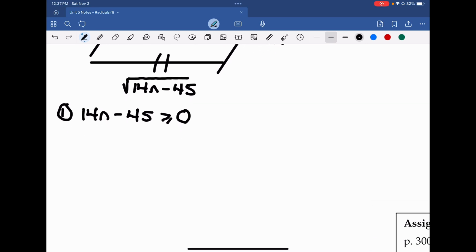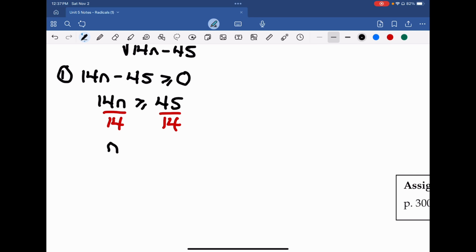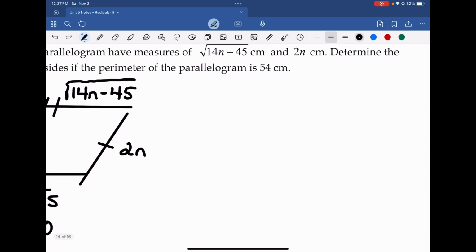Now from here, when I isolate this, I'm going to go 14n is greater than or equal to positive 45. If I divide both sides by the 14, 45 divided by 14 unfortunately doesn't give us a nice value, but it gives us an n that must be greater than or equal to 3.21. Okay, so as long as our n is greater than 3.21, we're satisfied here. Now, from this, we're going to go back up to the right-hand side here, and we're going to start solving this.